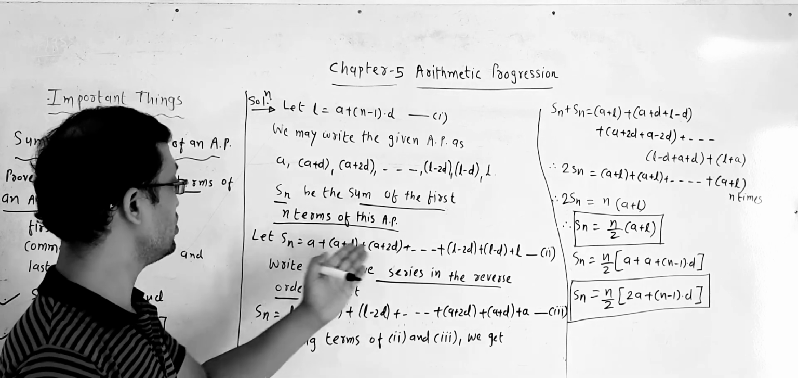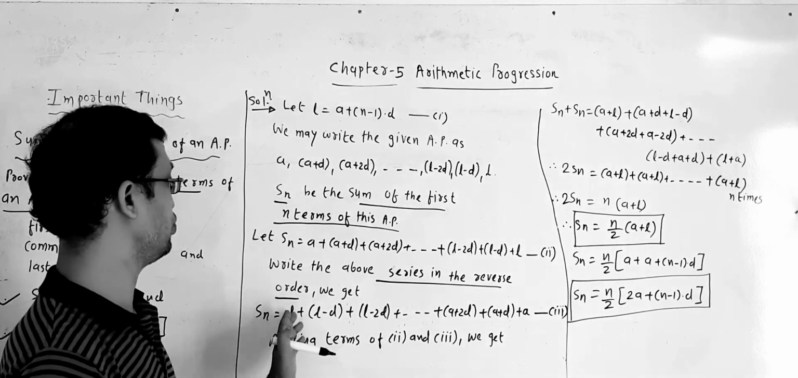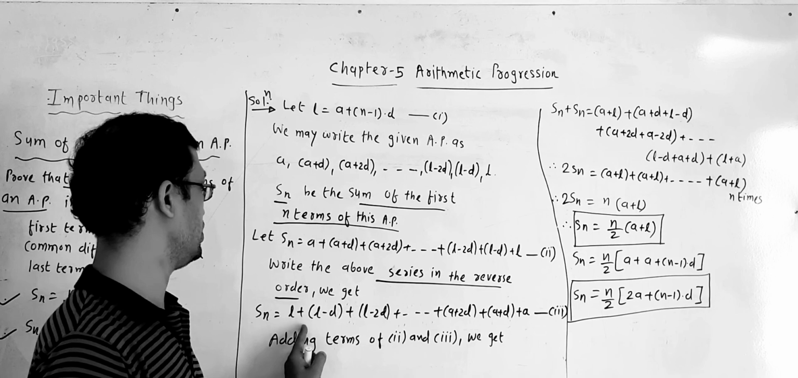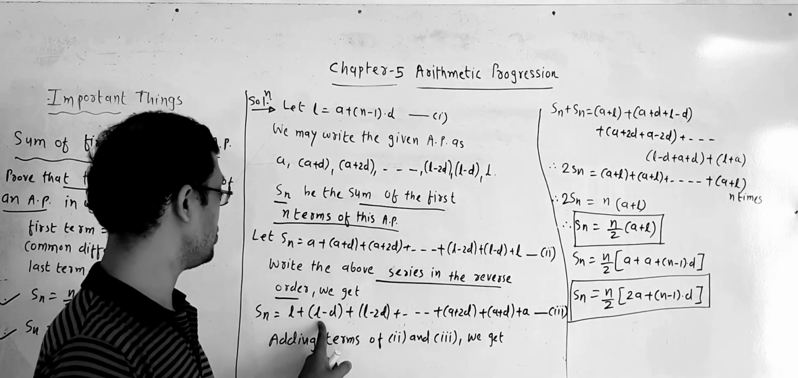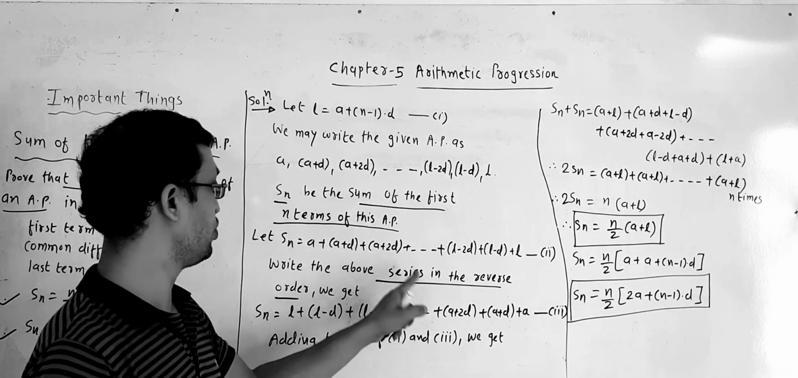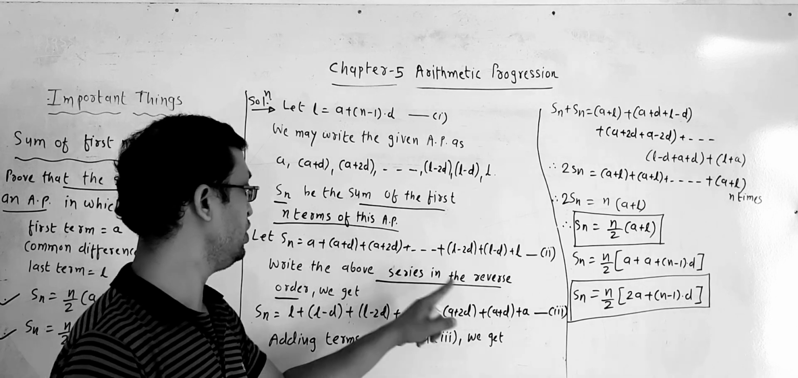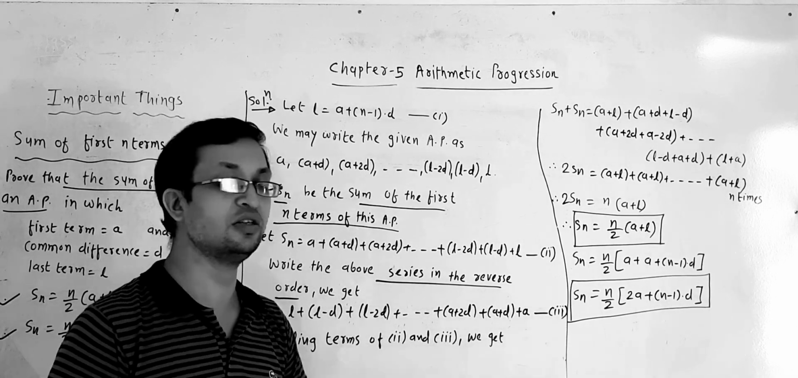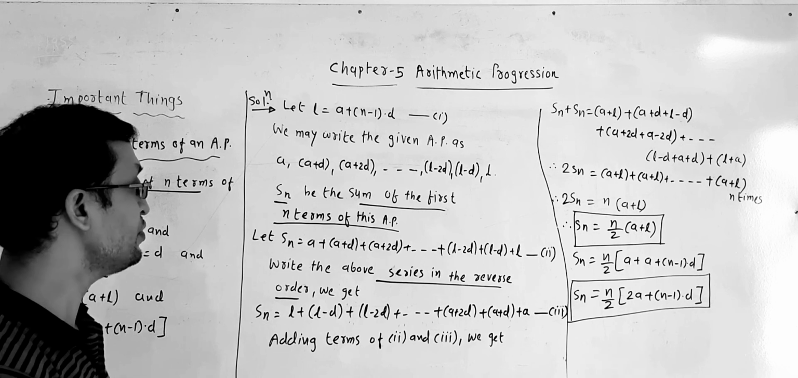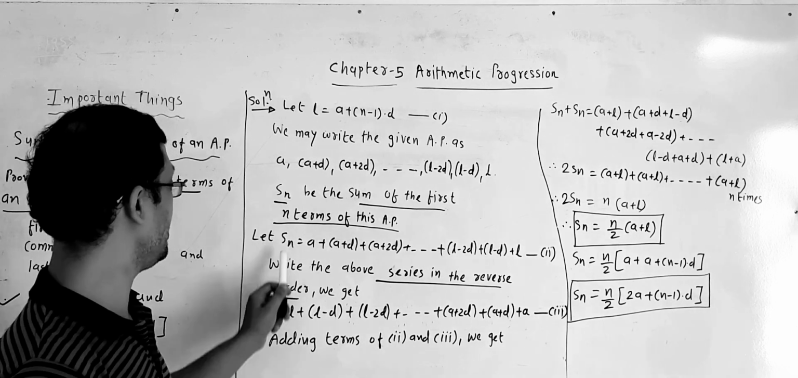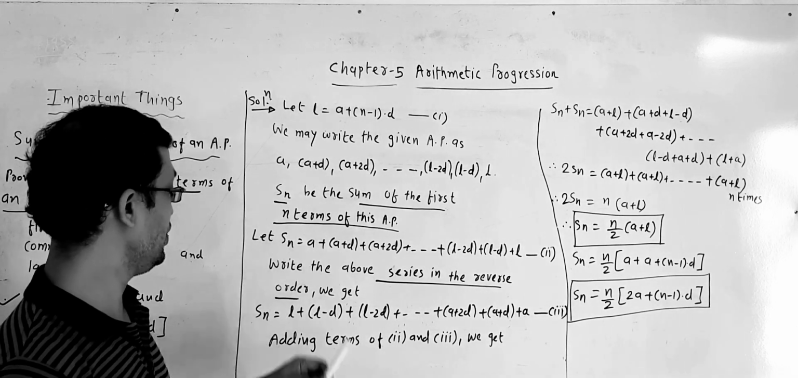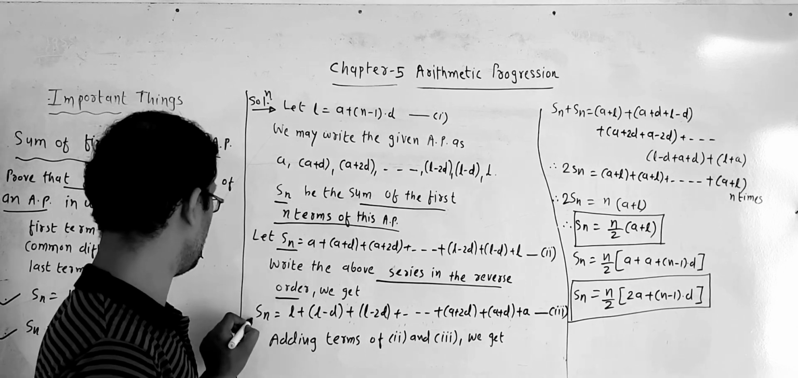हमने series को reverse कर दिया है. So Sn is equal to l plus (l minus d) plus (l minus 2d) up to plus (a plus 2d) plus (a plus d) plus a. That is equation number 3. Here, adding equation 2 and equation 3.